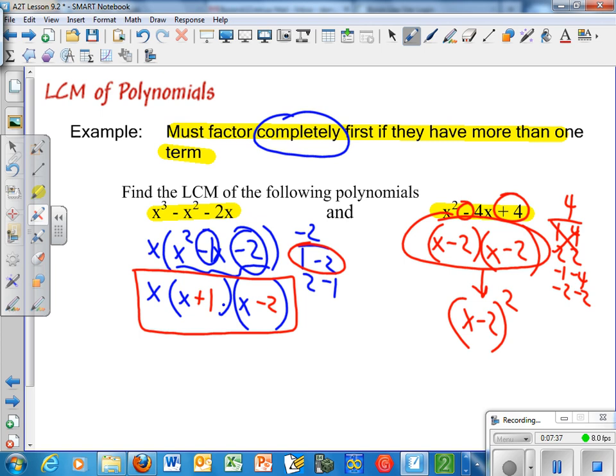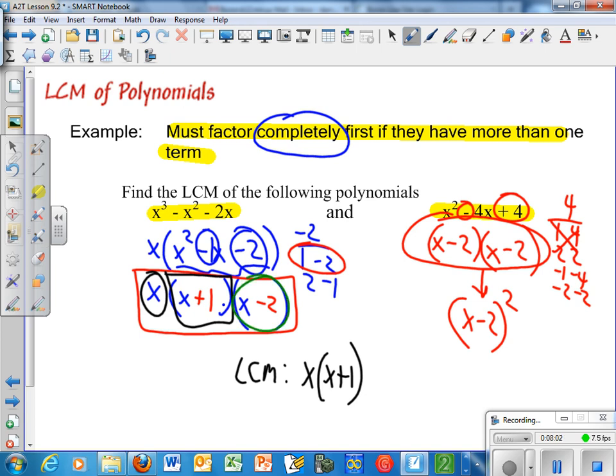So now, when you're finding your LCM, I want to use all my factors. My factors are now what I have in parentheses along with this factor of x on the first one. So I've got to use my factor of x. I've got to use my factor of x plus 1. Now I have this. Here's what I want you to notice.